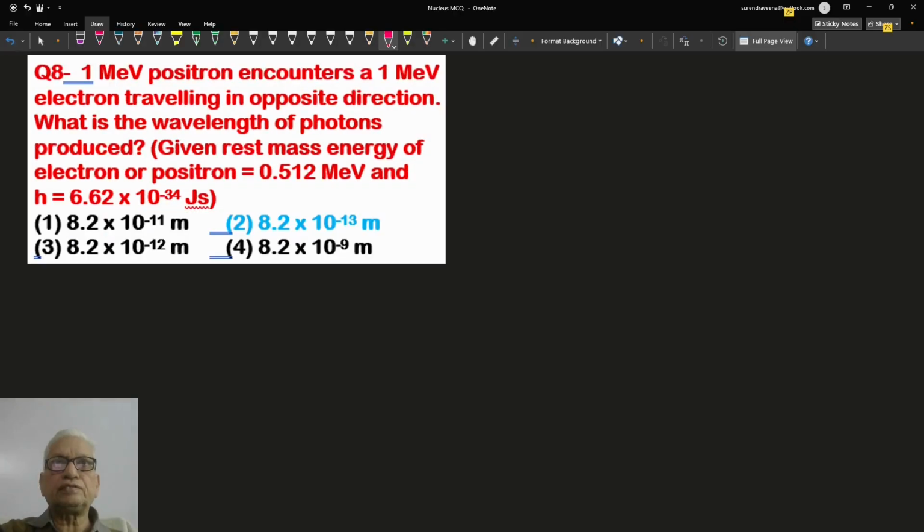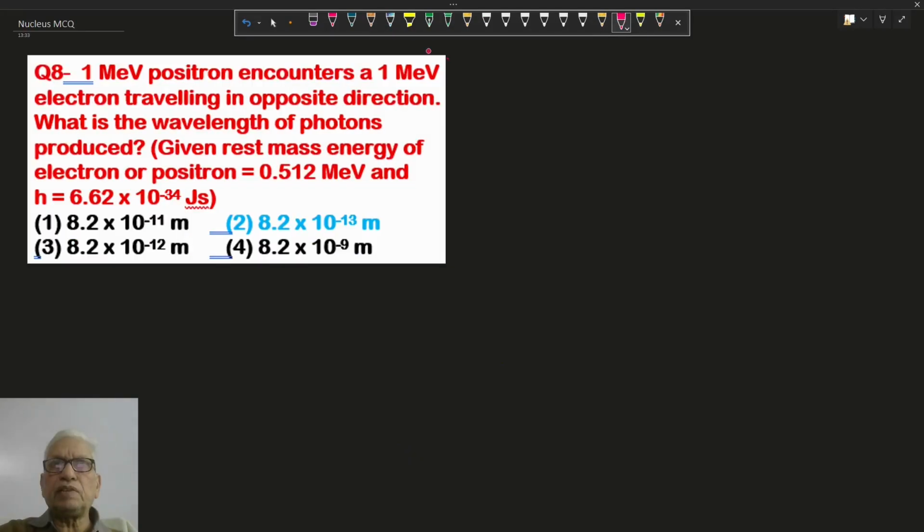This is a very good question. This is a 1 million electron volt positron and a 1 million electron volt electron. They are traveling in opposite directions. If they combine and convert into photons, we have to find the wavelength of the photon. The rest mass energy of electron and positron is given the same, and the Planck constant is given. So we have to find out the wavelength of the photon produced.